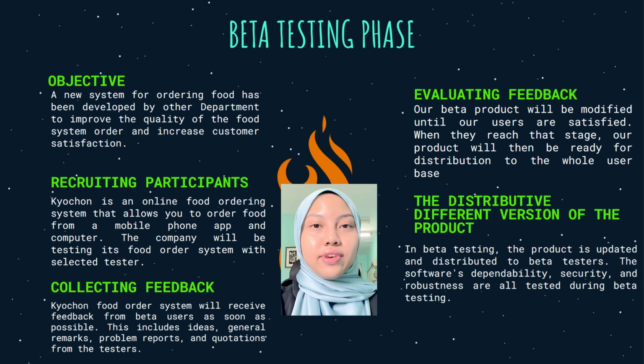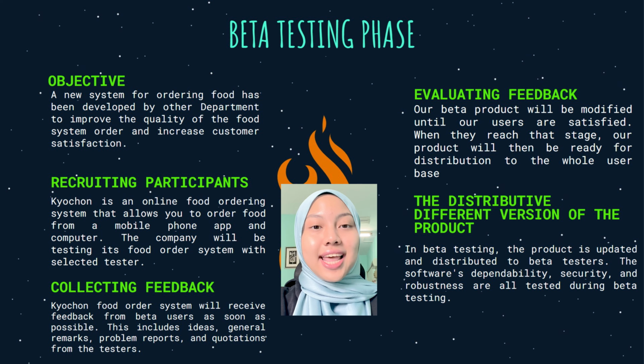The objective of why we choose beta testing is that a new system for ordering food has been developed by another department to improve the quality of the food order system and increase customer satisfaction. For recruiting participants, Kyochon is an online food ordering system that allows you to order food from a mobile phone app and a computer. The company will be testing its food order system with selected testers.